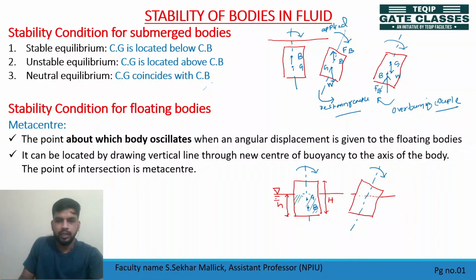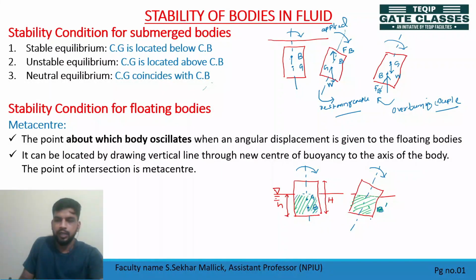See, earlier the displaced volume was this. Now check, the displaced volume had changed. That's why the centroid of this volume will also change. And suppose this is your new centroid of the volume, and the centroid of the displaced volume is the center of buoyancy. So B has changed to B dash now.